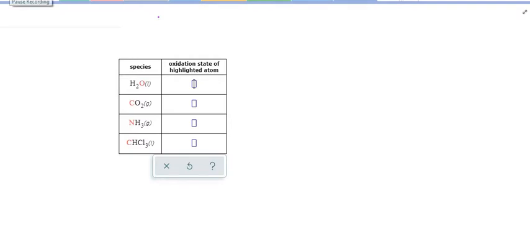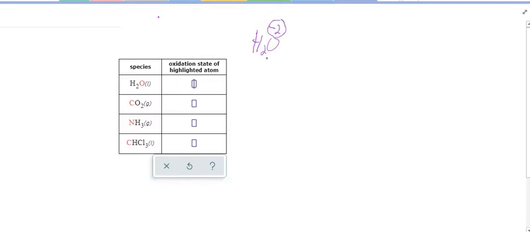Okay, here's an Alex table from the homework, and what is being asked in this table is that we assign oxidation states to the highlighted atom, so the one that's in red here. Alright, so let's do oxygen in H2O. So I have H2O, and when I assign oxidation states I usually put them above. And so oxygen in this case, as we learned in class, is always going to be a -2.